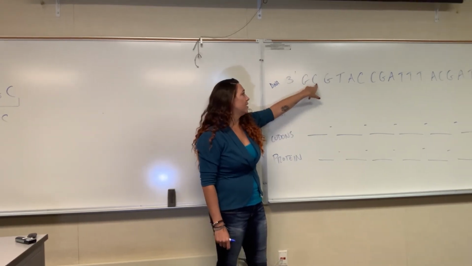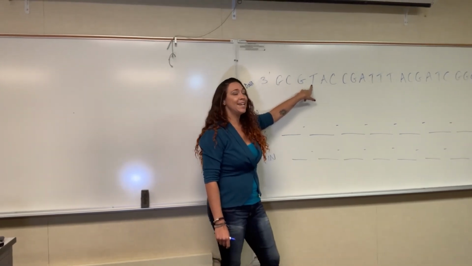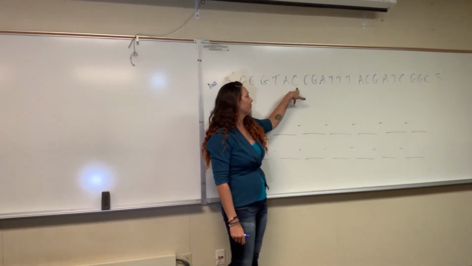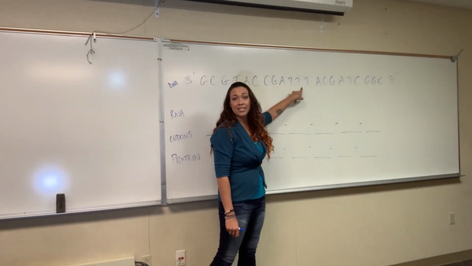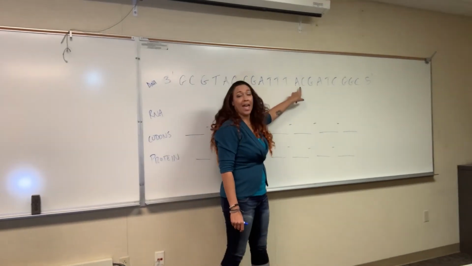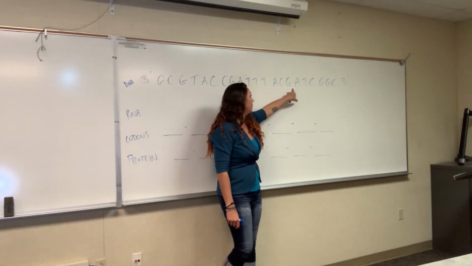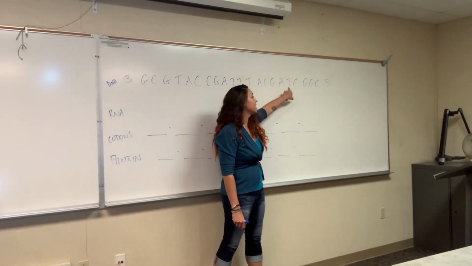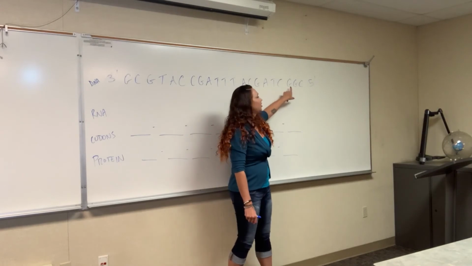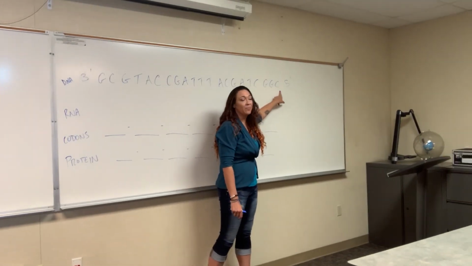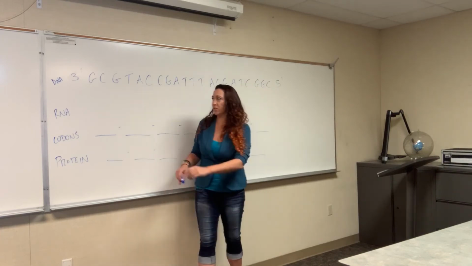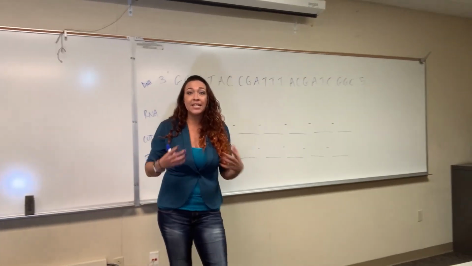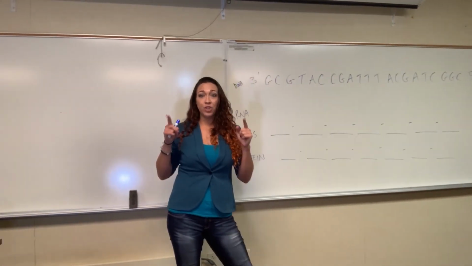G, C, G, T, A, C, C, G, A, T, T, T, A, C, G, A, T, C, G, G, C. 5'. Prime is just a little notch, kind of looks like an apostrophe. Okay, so that was my DNA sequence. That will be something that I'm giving to you guys.